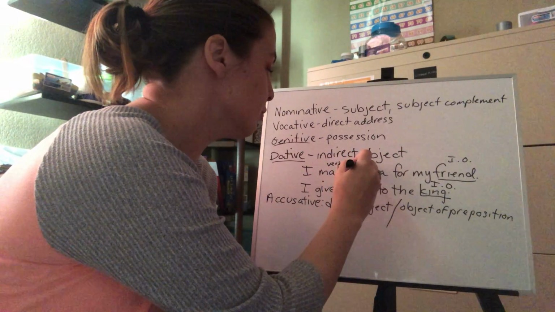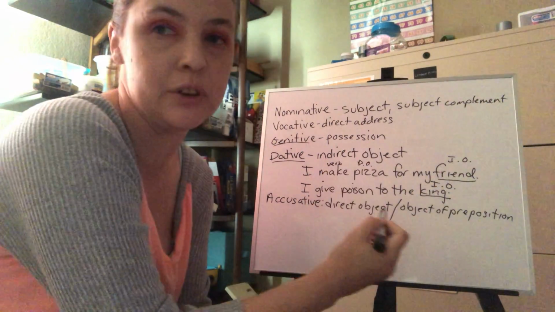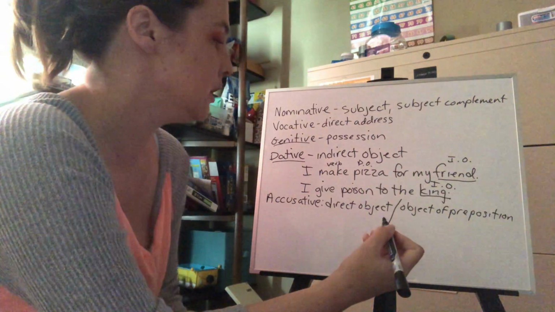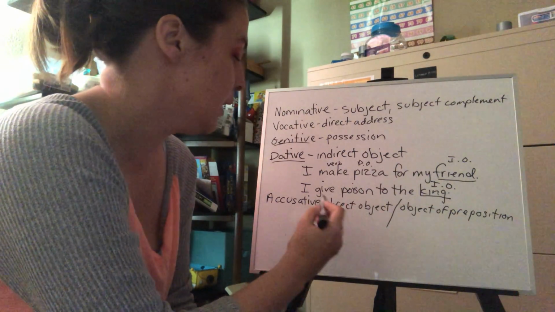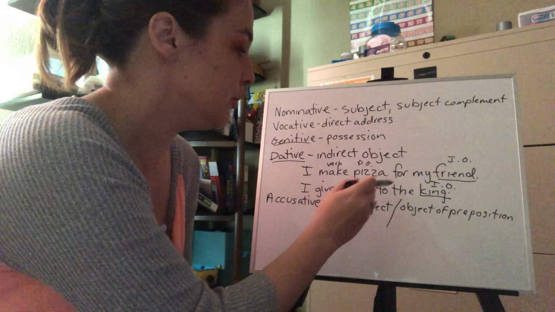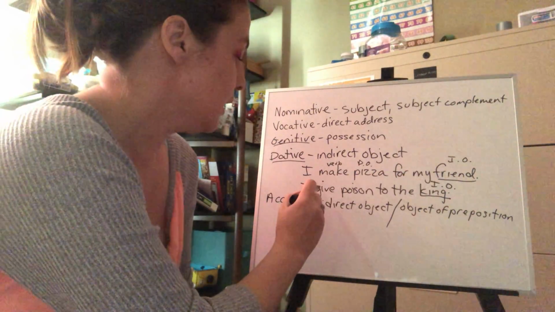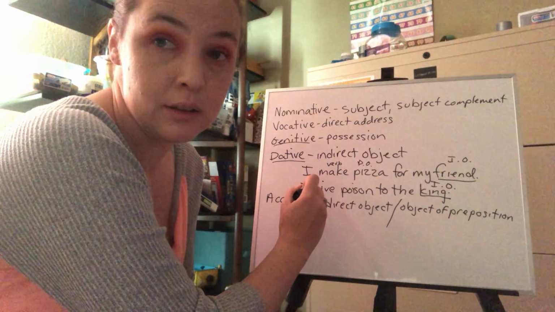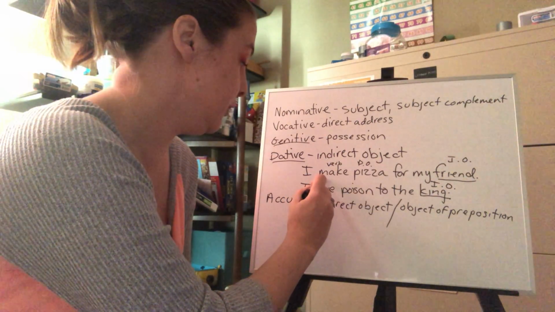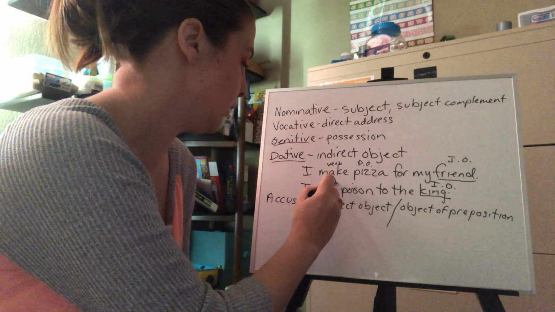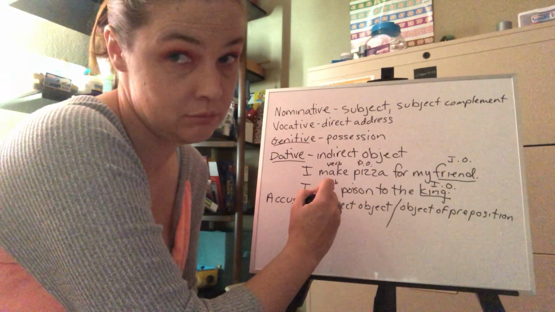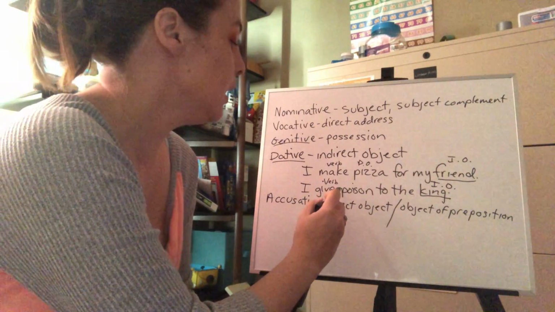Pizza is my direct object. I just put D-O up there because it's too squishy to write direct object. I give poison to the king. King is my indirect object. Give is my verb. Hopefully you said verb. Okay, if you didn't, you need to review.